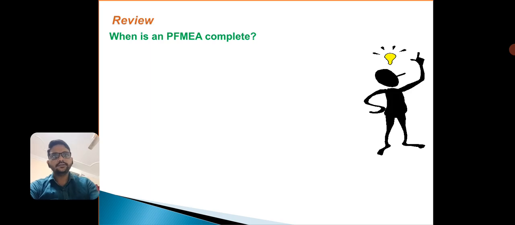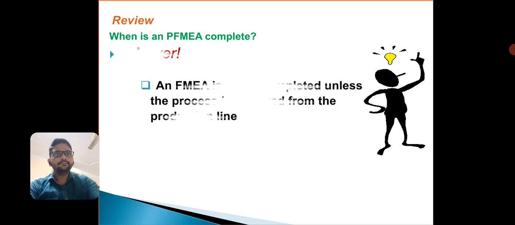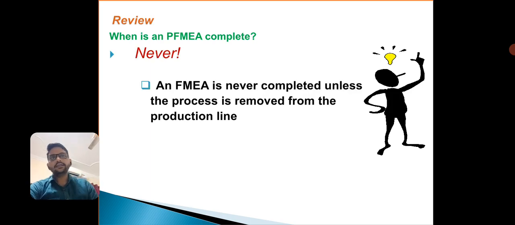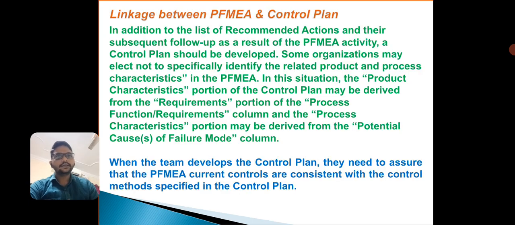Next is review. When the PFMEA is completed, a PFMEA is never completed unless the process is removed from the production line, and there is linkage between PFMEA and the control plan. In addition to the listed recommended actions, there are subsequent follow-ups. As a result of PFMEA activity, a control plan should be developed.